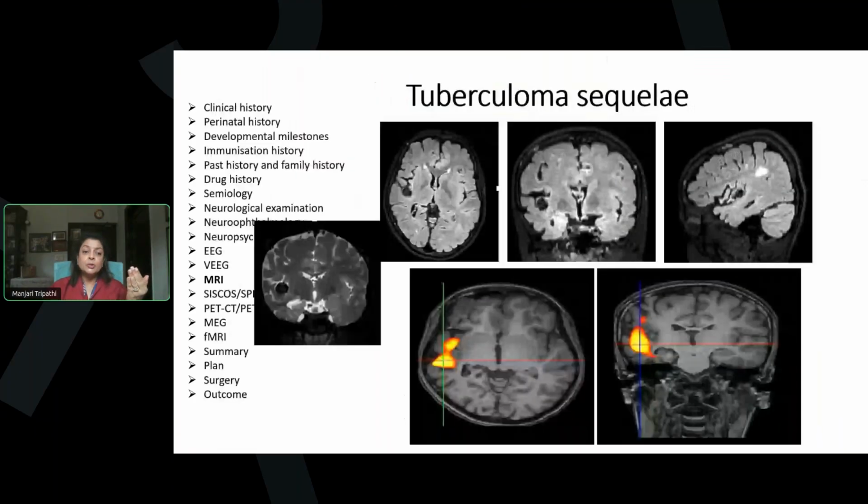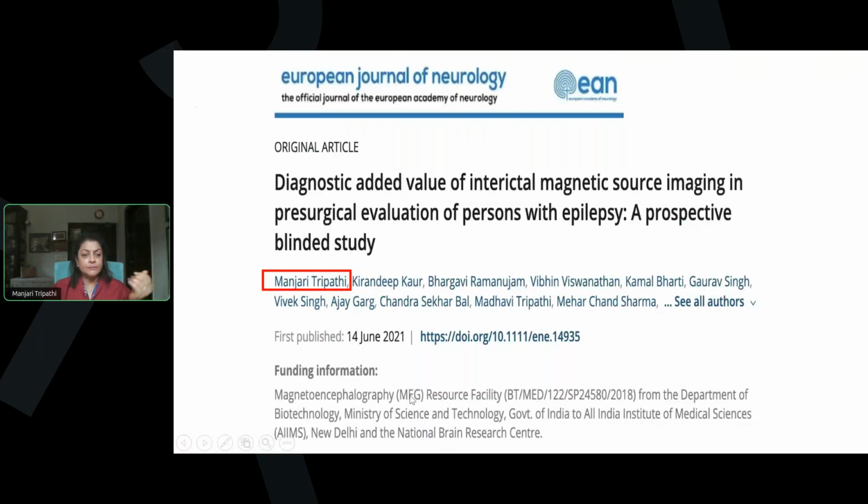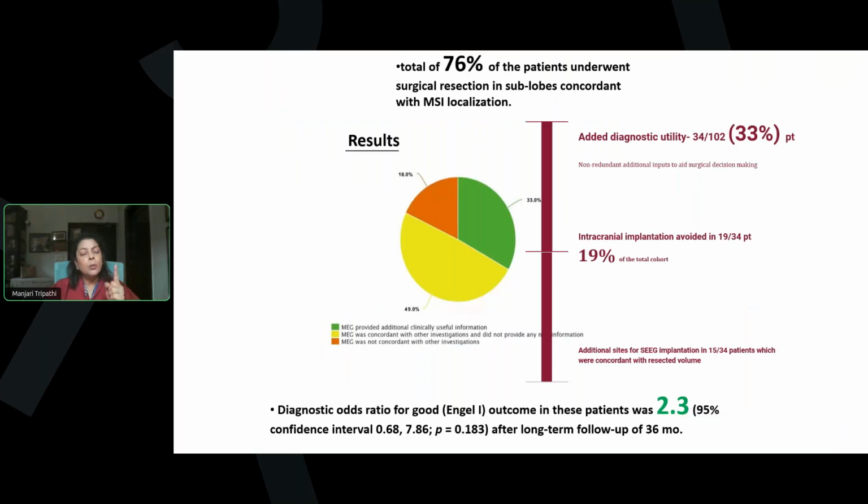This is a patient who had a tuberculoma following tuberculosis, and the lesion was lying there, and this was the SISCOM, and the MEG showed a tight cluster in the same area, and the patient underwent a lesion plus ECoG-guided resection. So there is an additional yield of the MEG, particularly even if it's interictal, in that it adds a diagnostic utility of about 33%, and it avoids intracranial implantations to the tune of 20%.